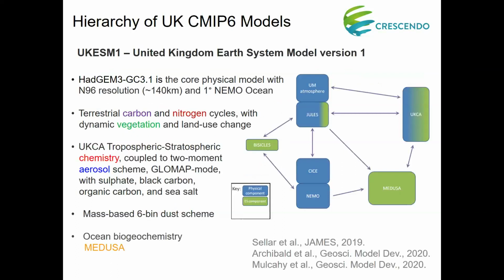So this schematic on the right here is showing the components in the UK's Earth system model. And you'll notice that they're coloured either blue or green. So first of all, if we consider the blue components, you'll notice the atmosphere. We have a land surface model called JULES. We have a sea ice model and we're using the French ocean model NEMO.